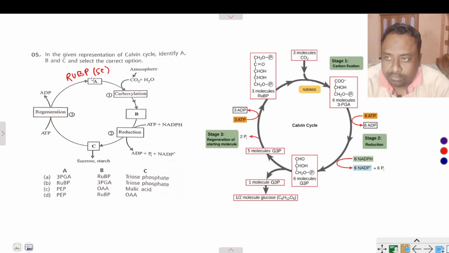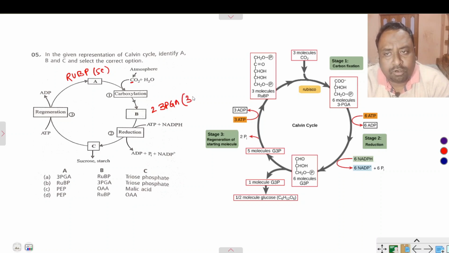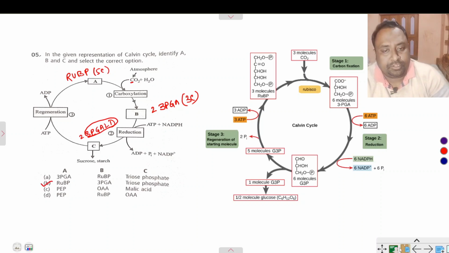compound, and here one carbon is added and produces two molecules of 3PGA, a 3 carbon containing compound. This 3PGA, by reduction, produces 3 carbon containing phosphoglyceraldehyde, PGAL. B is the correct option.